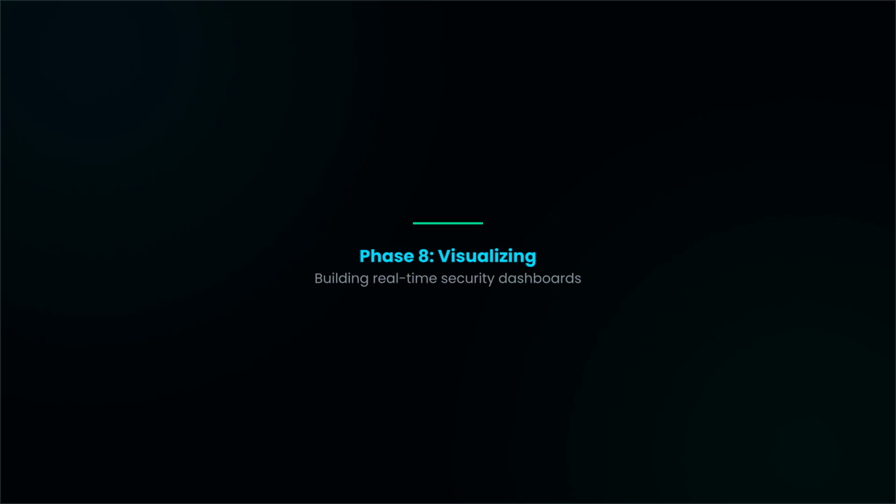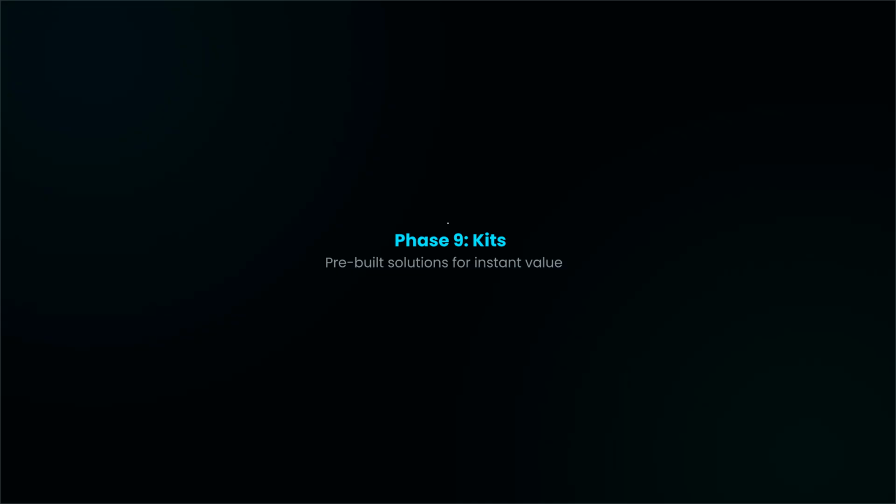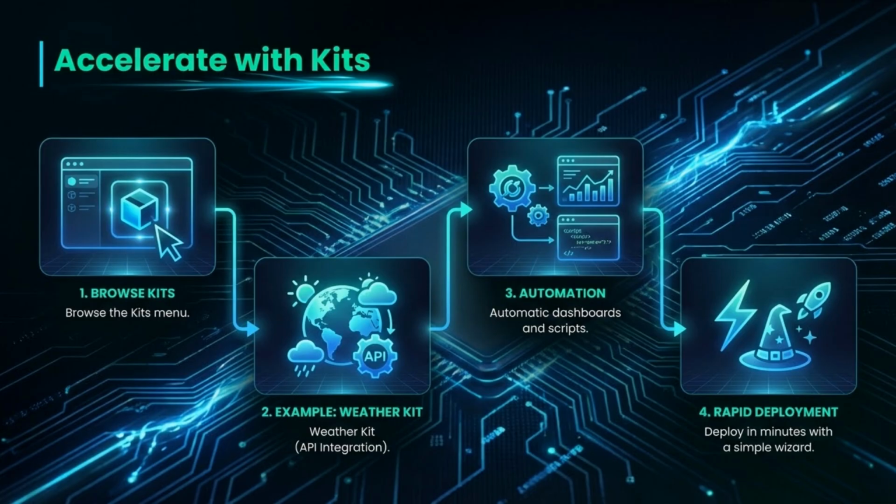Phase 8 covers visualizing, building real-time security dashboards to monitor your data. Dashboards offer graphical representations of your search results, making trends and anomalies easy to spot. Phase 9 introduces kits, pre-built solutions that offer instant value by providing ready-to-use search pipelines and dashboards. Kits streamline deployment for common use cases, accelerating your time to insight.